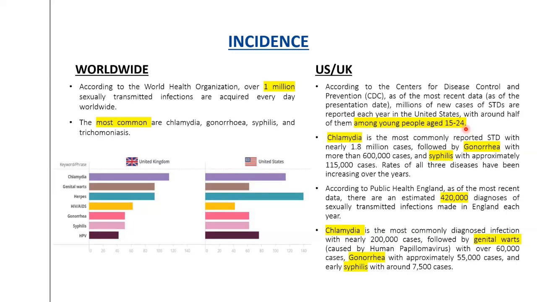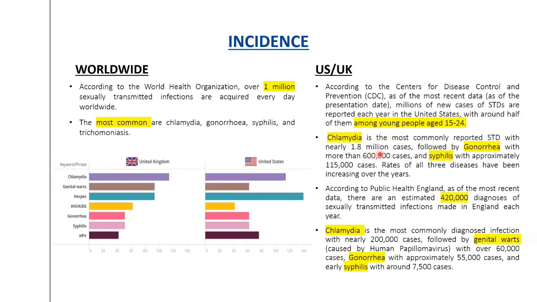So if we talk about the most common infection, it is chlamydia. It is the most commonly reported STD with nearly 1.8 million cases, followed by gonorrhea with more than 6 lakh cases and syphilis with approximately 1,15,000 cases. Rates of all three diseases have been increasing over the years. These are the numbers that are recorded for chlamydia, gonorrhea, and syphilis.